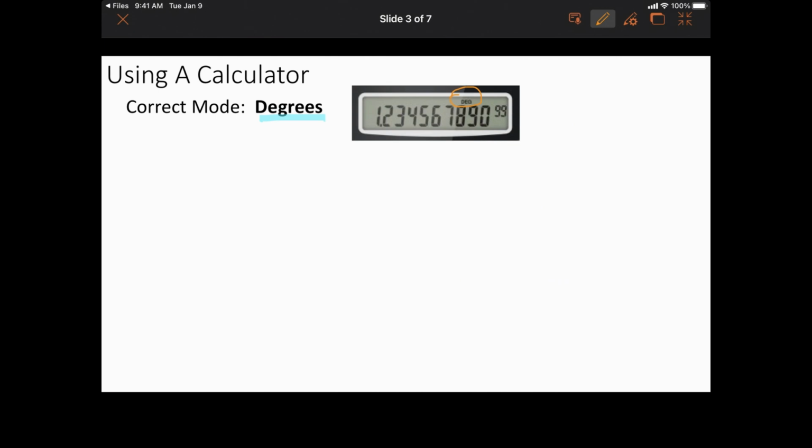you should have DEG, degrees. Some calculators just put D. If it is RAD or GRAD, this could also be R, and this could be G. R or RAD stands for radians, and this is short for gradians, and that's not what we want. It'll give you different answers, and we don't want that. So that's the first thing: you have to make sure that you are in degrees.